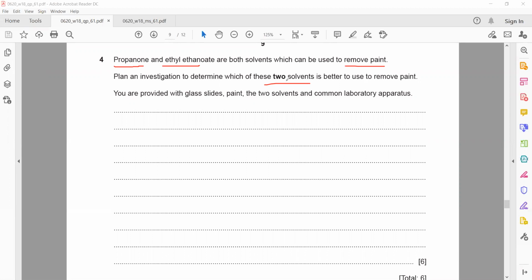Chromatography is used to separate two substances from each other. We don't have to separate the two substances. We have to plan an experiment to decide which of the two solvents is better to remove the paint. So what we will do, we will apply an equal amount of paint on two glass slides. So it's about a comparison.